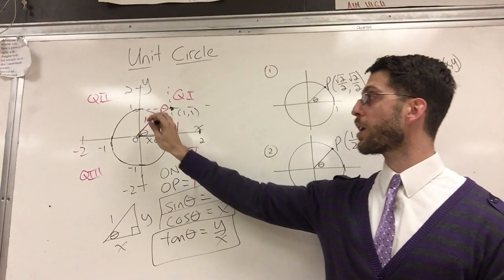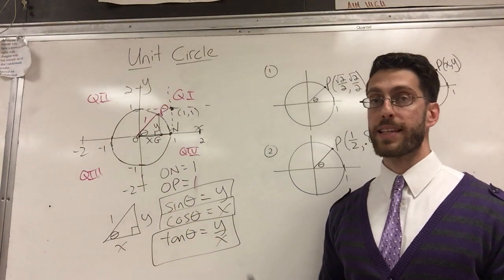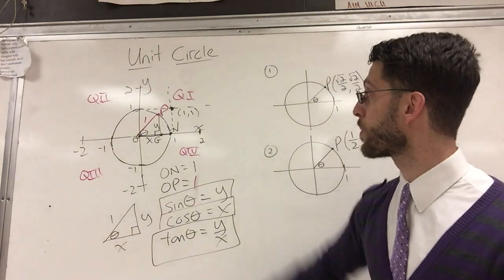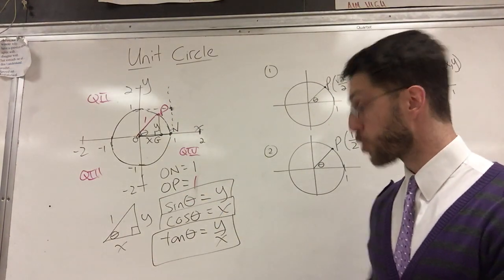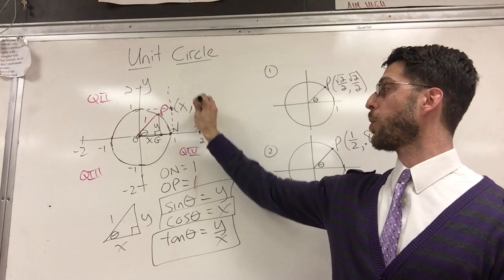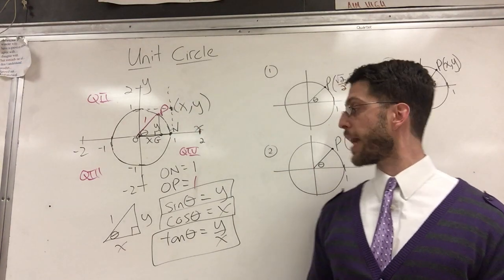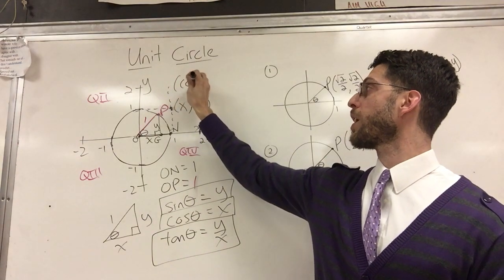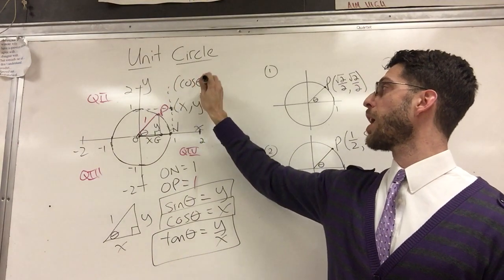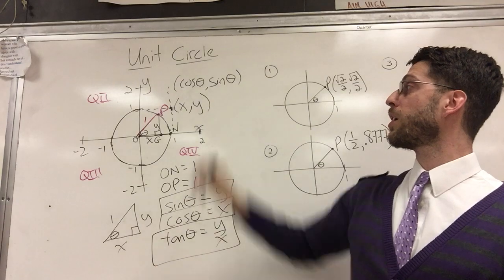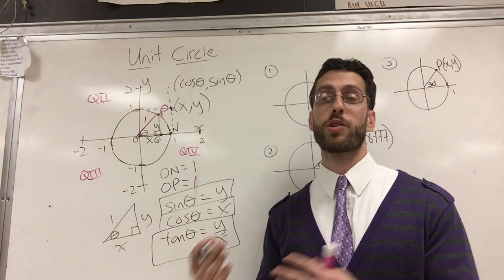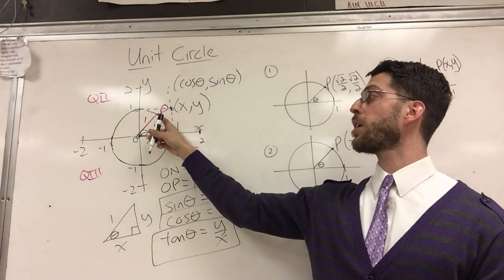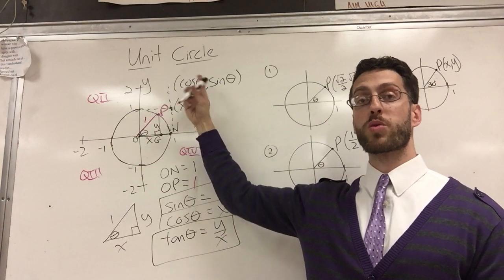So rather than write the point P as x comma y, we can now rewrite it as cosine theta comma sine theta. All right, that's just the conversion from geometry to trigonometry. Same point, but instead of looking at it as x, y, we look at it as cosine, sine.